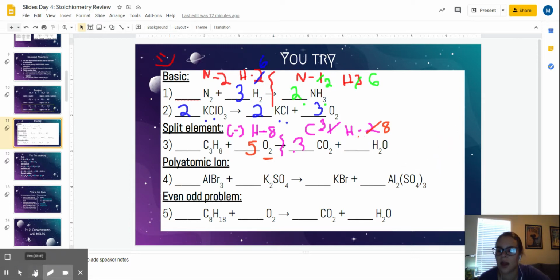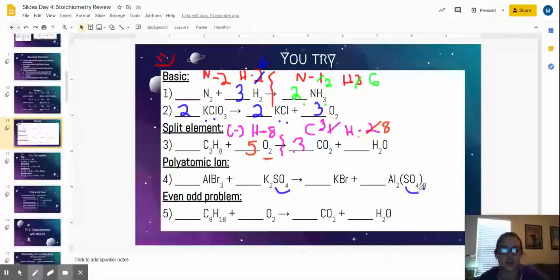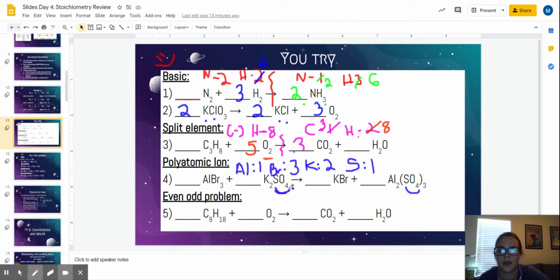Okay, polyatomic ions. Cool thing about polyatomic ions, if they stay the same in the reactants and products, and here we have SO4, SO4, they stay the same. You can treat that like one thing instead of an S and 4 O's. So over here, I'm going to write Al, let's do it this way, 1, Br, 3, K, I'll do the other ones on the bottom. K has 2, and I'm going to write a big S as our SO4. The whole thing has 1 SO4, so we have 1 total on this whole side.